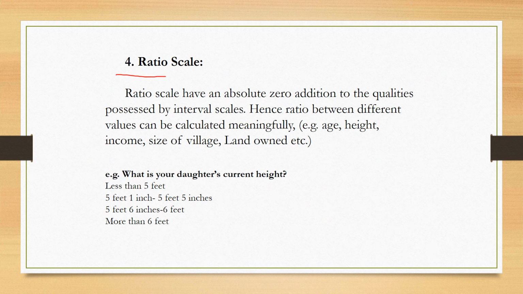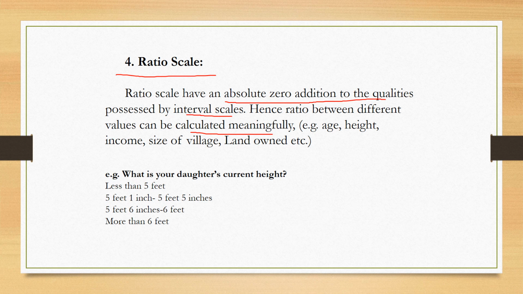Then the ratio scale. A ratio scale has an absolute zero in addition to the qualities possessed by interval scales. Hence, the ratio between different values can be calculated meaningfully. For example, age, height, income, size of village, land owned, etc.